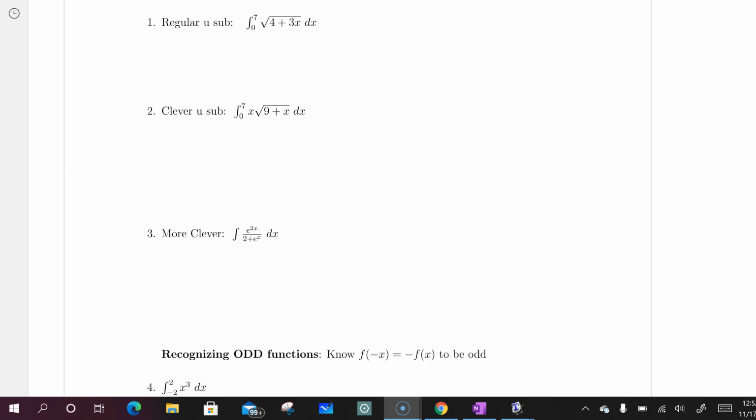Okay, so here is a regular u substitution. So let's just go practice it again. I'm going to let u equal the inside function. That's the general rule for u substitution. So take the derivative, so I get 3 dx.